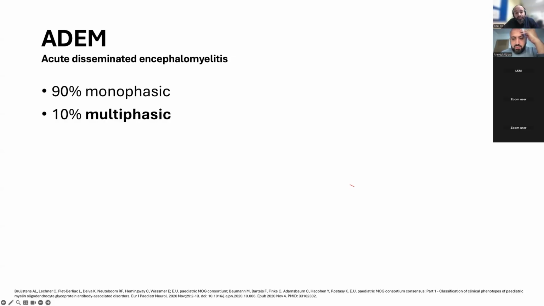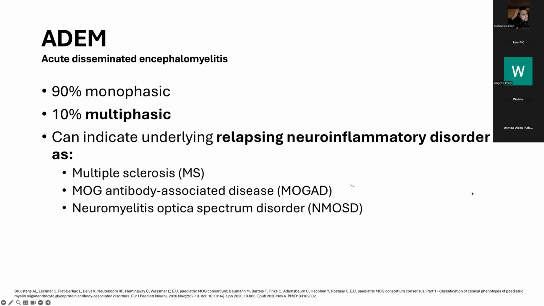Okay, someone says multiple sclerosis. Okay, good. Anything else? Okay, yeah, perfect. I think you're doing very well. So it can indicate basically an underlying neuroinflammatory disorder, and as you mentioned, multiple sclerosis, MOG antibody disease, and also neuromyelitis optica spectrum disorder. It's not common for MS to present as multiphasic, so usually it's once. However, there is a high chance that it's more linked to MOG antibody disease, I'd say.